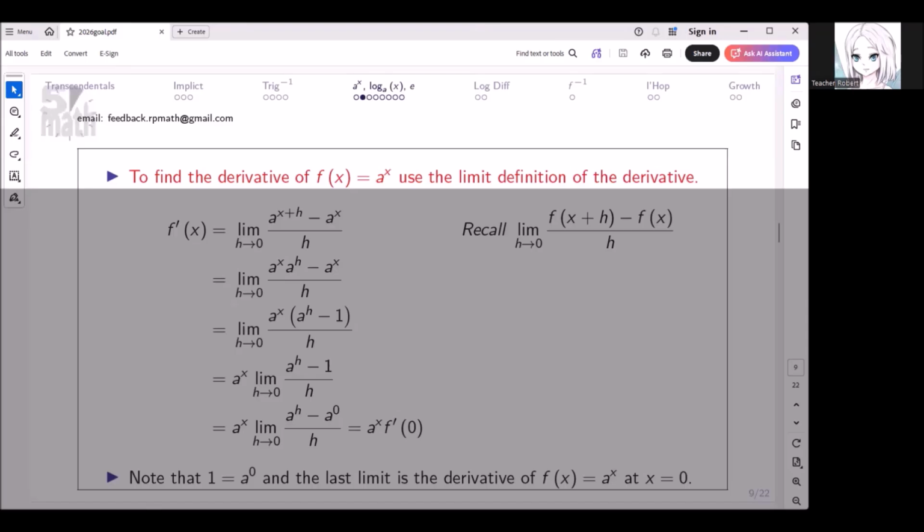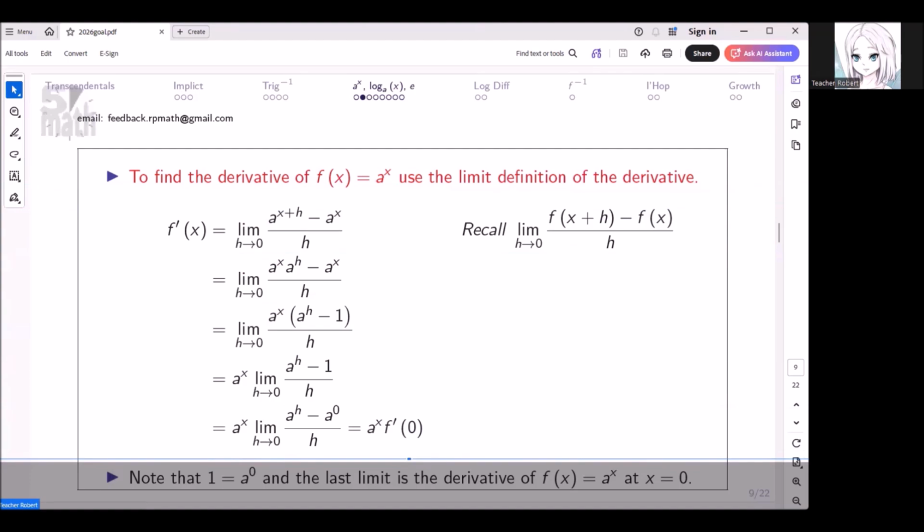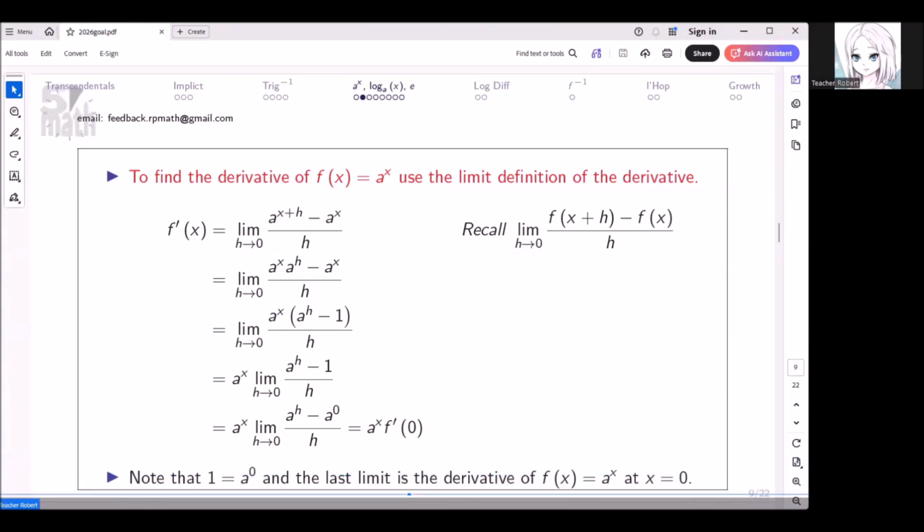To find the derivative of f of x equals a to the x, use the limit definition of the derivative. f prime of x equals the limit as h goes to 0 of a to the x plus h minus a to the x, all over h. It simplifies down to a to the x times f prime of 0. Note that 1 equals a to the 0, and the last limit is the derivative of f of x equals a to the x at x equals 0.